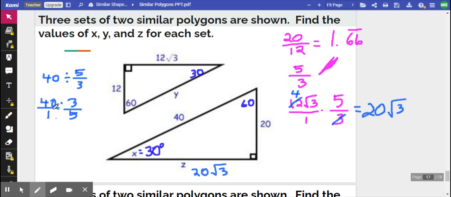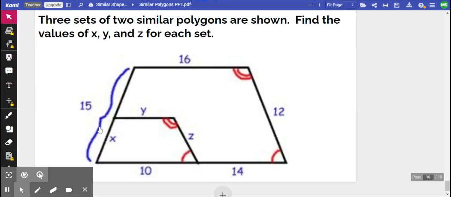And so we can just do some multiplication and cancellation. So I can just divide this 5 and this 40 by 5. So that would make this an 8 and this into a 1. So our answer there would be 24 is equal to y. We have one more to get to of these type of problems.